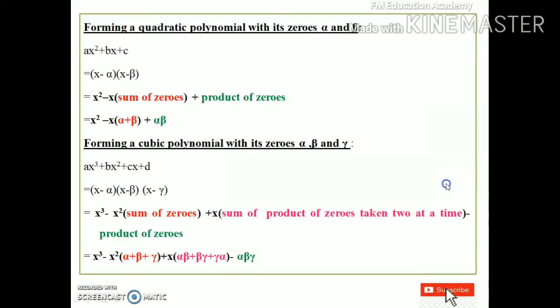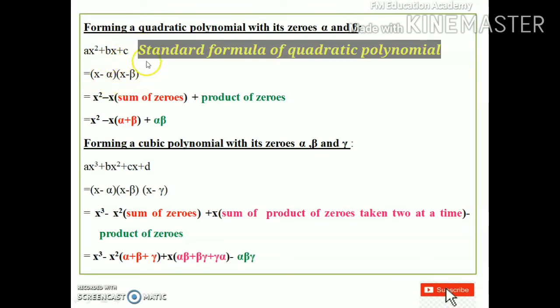So as I said, how to form a quadratic polynomial with zeros alpha and beta? So what is my standard formula? My standard formula is ax squared plus bx plus c. This can also be written as x minus alpha into x minus beta.